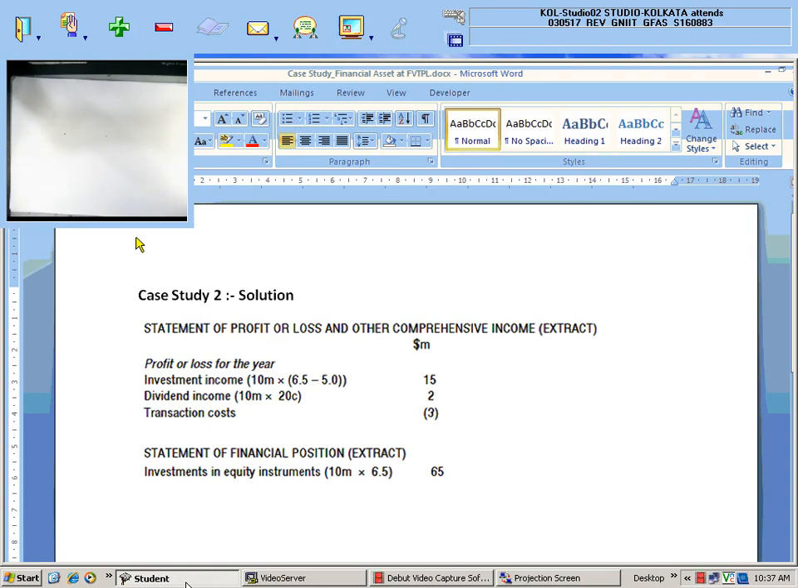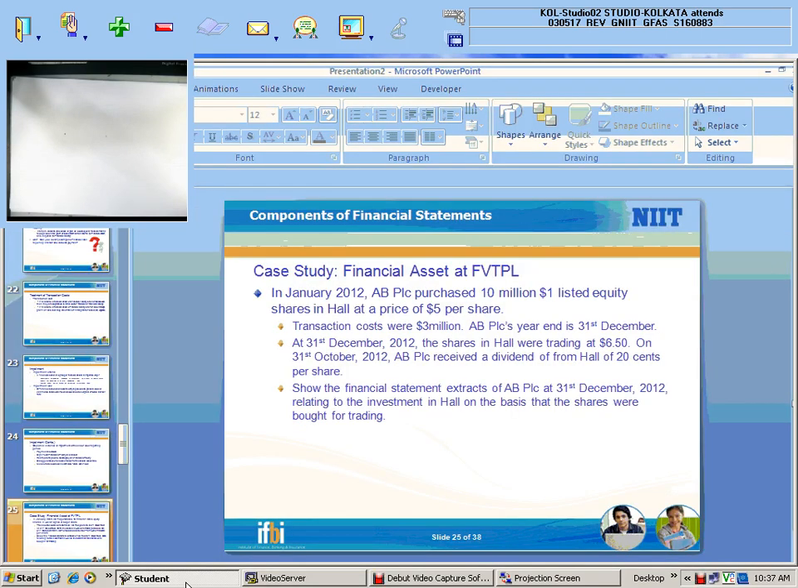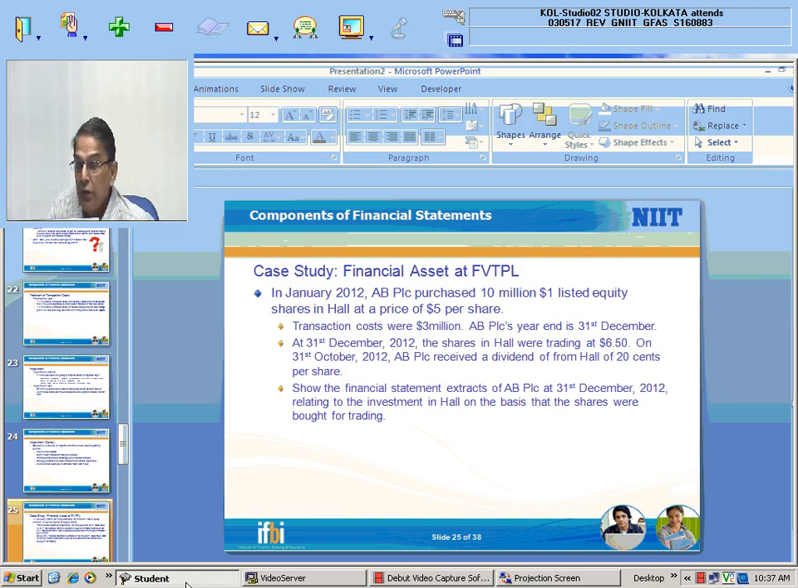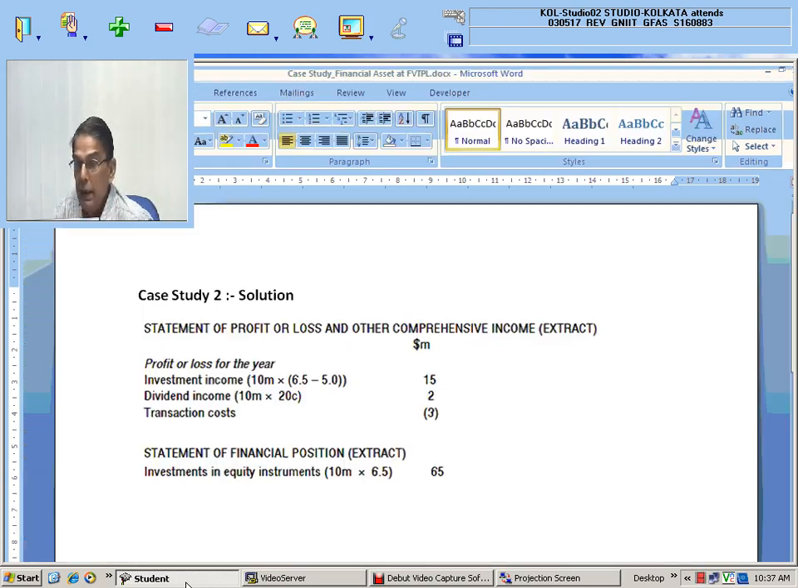So the shares were initially recognized at $5 per share. Now, as on 31st December 2012, shares which were purchased at $5 per share, the fair value is $6.50. The difference, $6.50 minus $5, is the difference between initial measurement and subsequent measurement. So 10 million into 1.5 is transferred to the profit and loss account. So the profit and loss for the year from investment income will be 10 million into 6.5 minus 5.0, so 15 million.